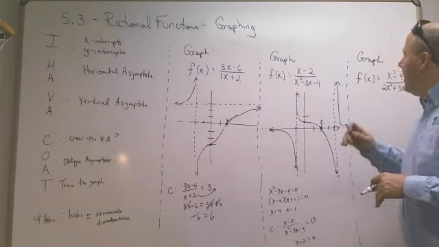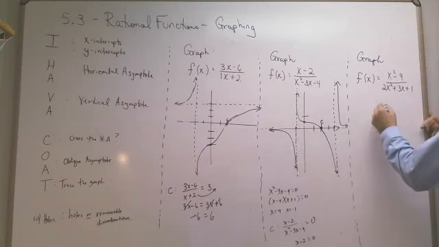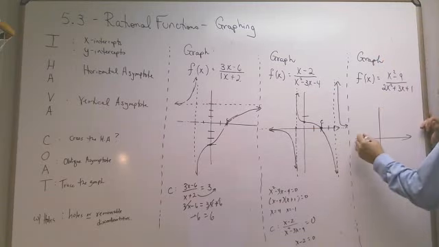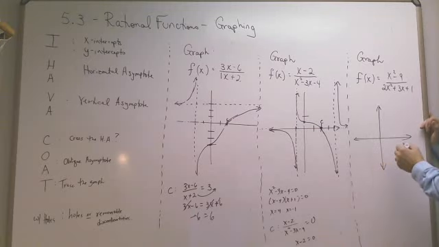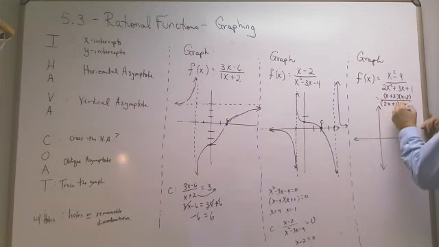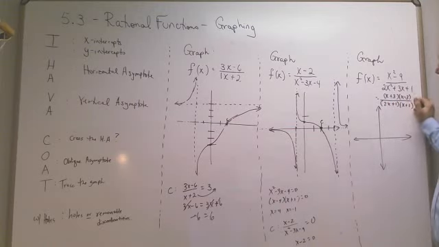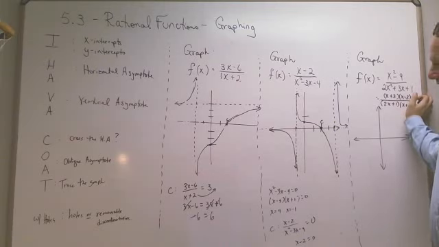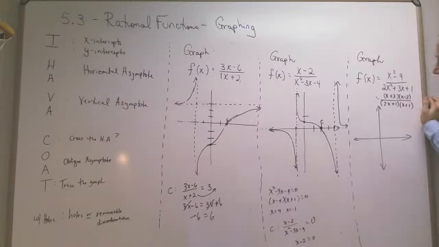And then the last example: x plus 3 times x minus 3 on top, and then 2x squared plus 3x plus 1 factors to 2x plus 1 times x plus 1 on bottom. So this one's going to be a little lengthier. Now for the x-intercepts, set the numerator equal to 0. So plus or minus 3.